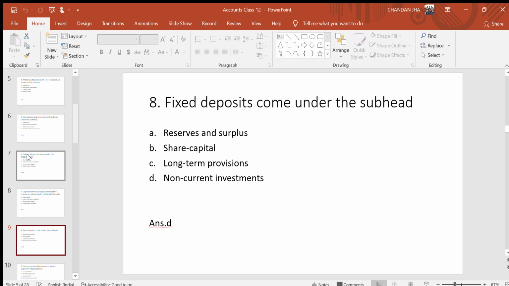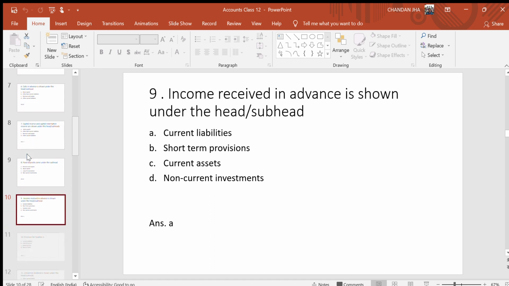Question 8. Fixed deposits come under the subhead. Reserve and surplus, share capital, long-term provisions, non-current investments. The correct answer is non-current investments.